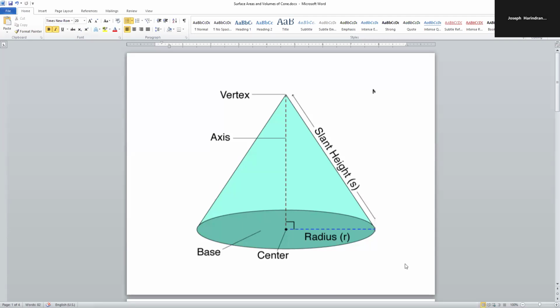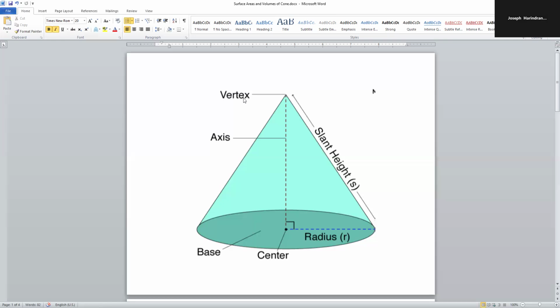In this video, we present the surface areas and volume of a right circular cone. First of all, let us see the concepts. This is a subtopic on the major topic, surface areas and volumes, for the 9th standard CBSE Mathematics. First, let us go to the concepts.